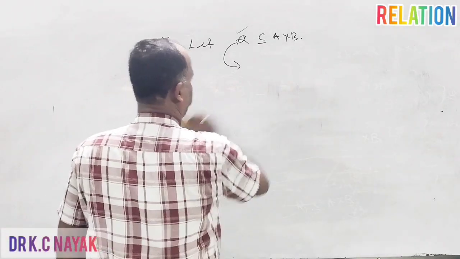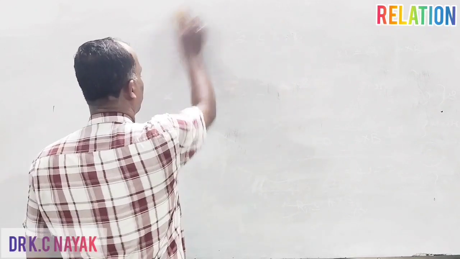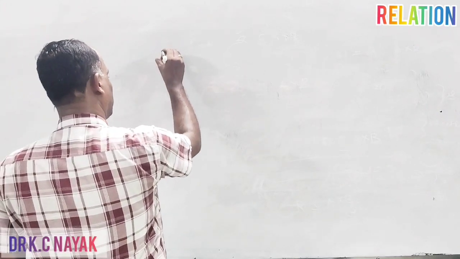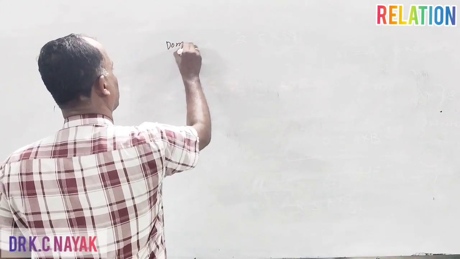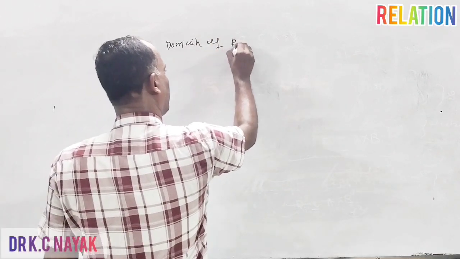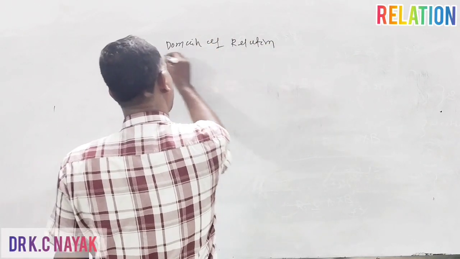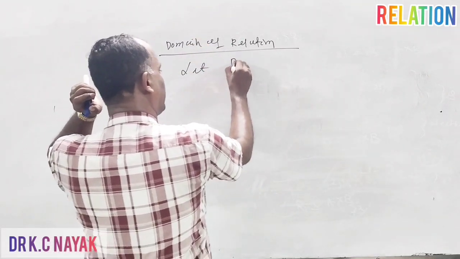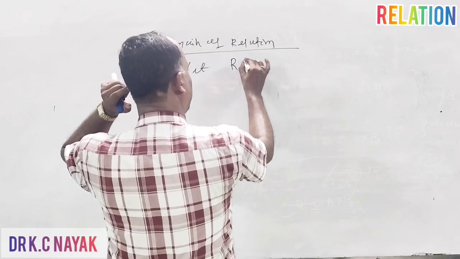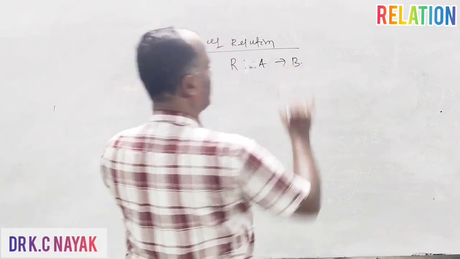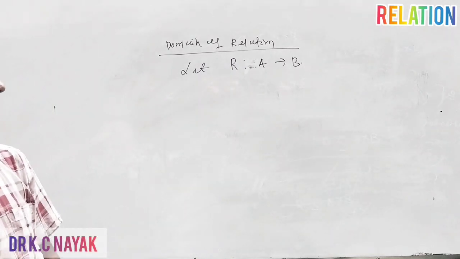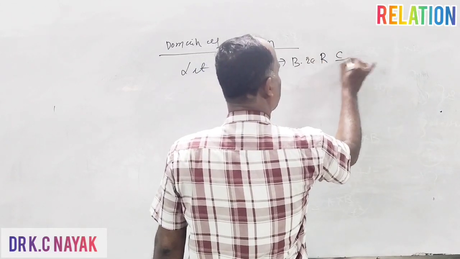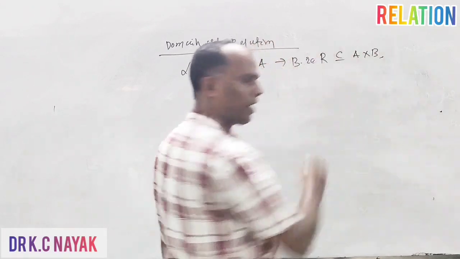Then we proceed to the domain of a relation. Domain of a relation, what is that? Let R be a relation from A to B. That means R is a subset of A cross B.